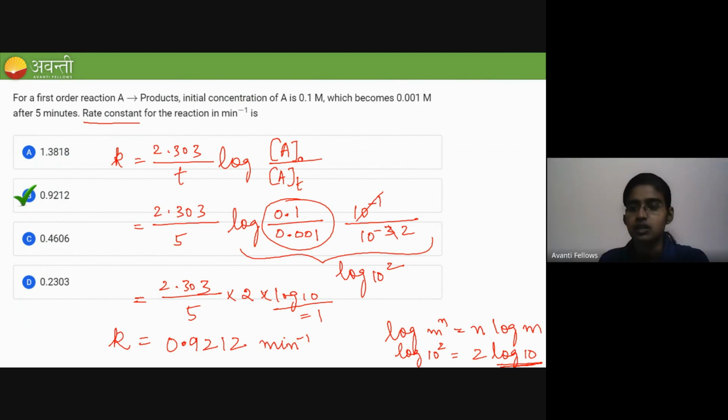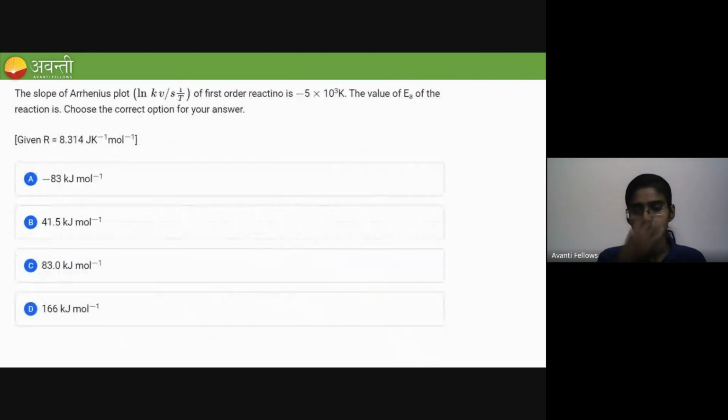Moving on to the next question. The slope of the Arrhenius plot, ln k versus 1/T, of a first order reaction is minus 5 into 10 power 3 Kelvin. The value of Ea, that is the activation energy of the reaction, is? We have to find out the activation energy.